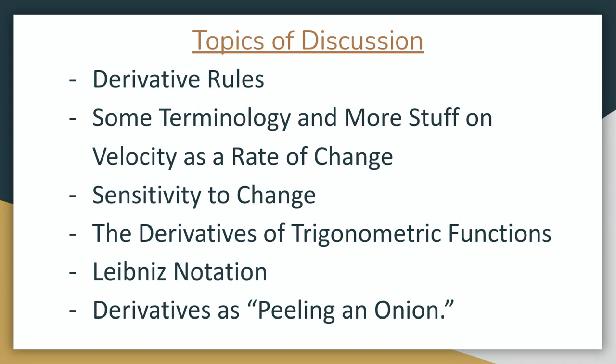We're going to talk about the idea of sensitivity to change. We're going to derive and understand the derivatives of trigonometric functions. We're going to talk about Leibniz notation, which is actually something that we've kind of already skimmed, I just didn't mention it as Leibniz notation when we did it. And we're going to talk about derivatives as peeling an onion. I once heard someone say that taking the derivative of a complex function is like peeling many layers of an onion. And once we have all our derivative rules, I'm going to show you what that means and how, with our rules, we can calculate the derivative of any function we want, no matter how complex, by peeling back its layers one by one using the rules, if that kind of makes sense.